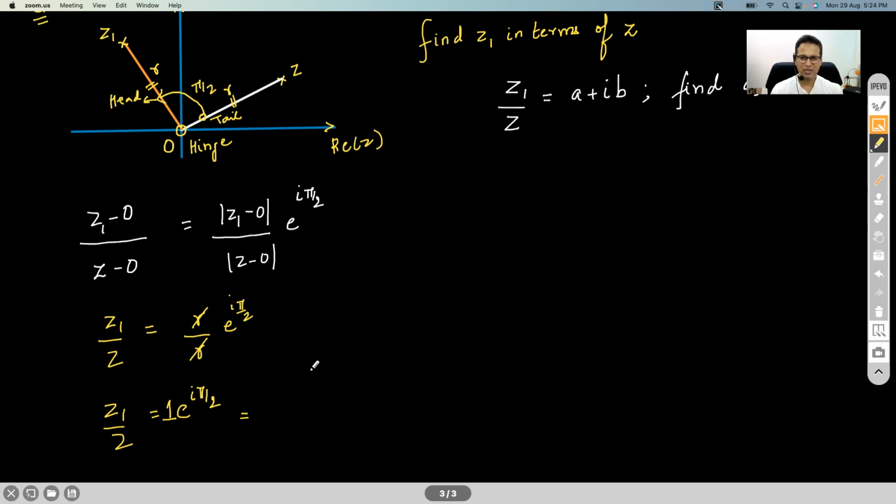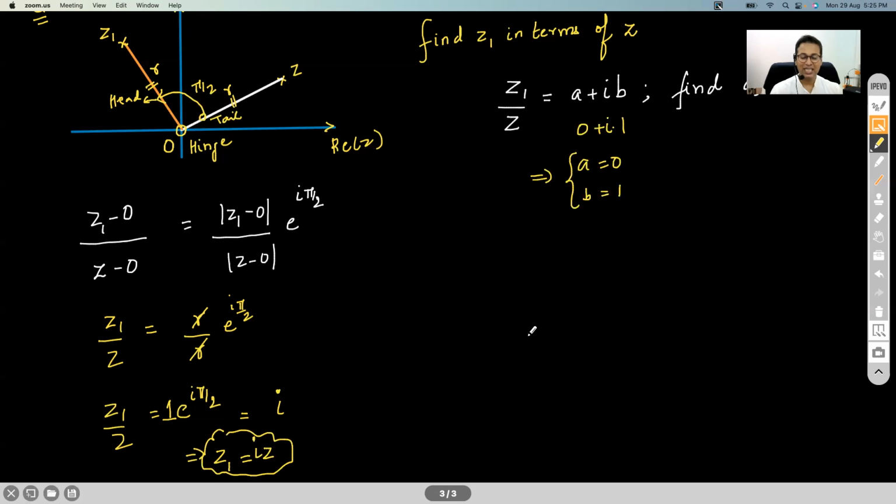Write that complex number in the a plus ib form. One e to the power i pi by 2 is which complex number? Right, it is i. Absolutely. So basically, I wanted to hear this result from you all, that your Z1 is iZ. In fact, if you want to solve this question, then A will be 0 and B will be 1, so A is 0 and B is 1.